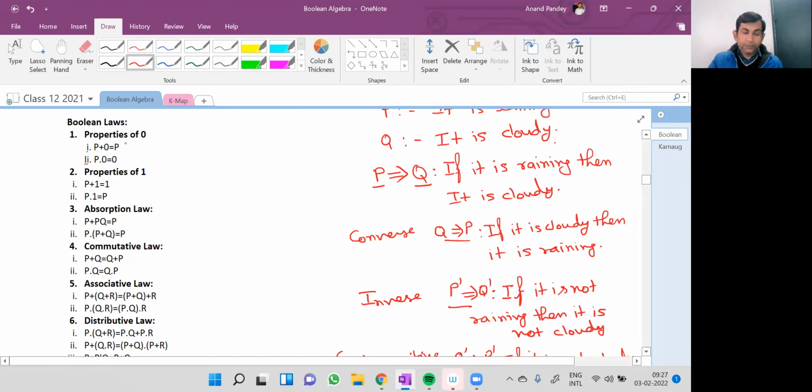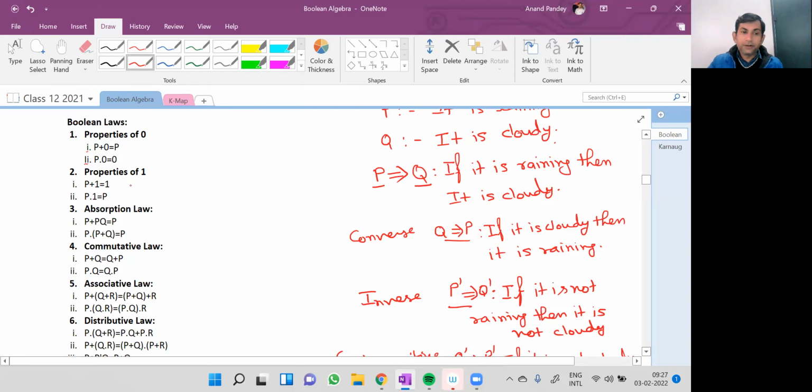So, properties of zero. Here P is a proposition. Consider P is a proposition. So P plus 0 will be P. Same as your maths. And P dot 0 will be what? 0. ये clear है? जैसे तुम लोग के maths में same here too.